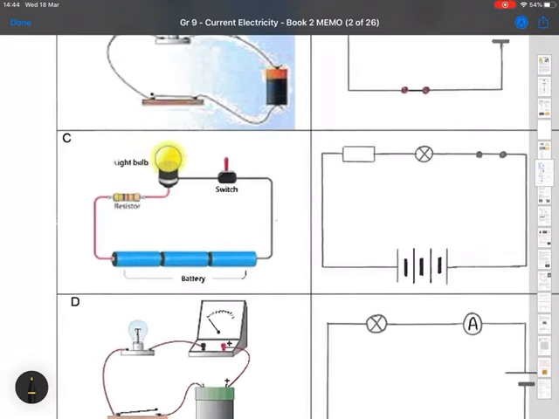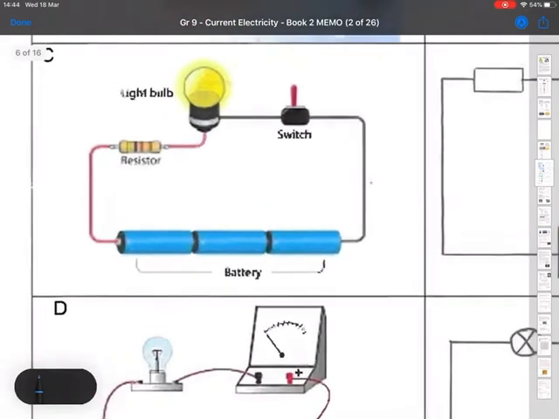Okay, then for C, we've got three cells connected in series, one after the other. It's a little bit hard to see which way around.